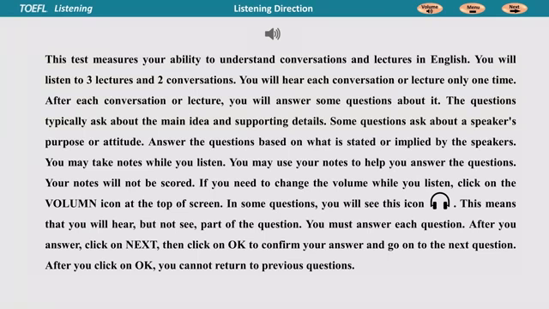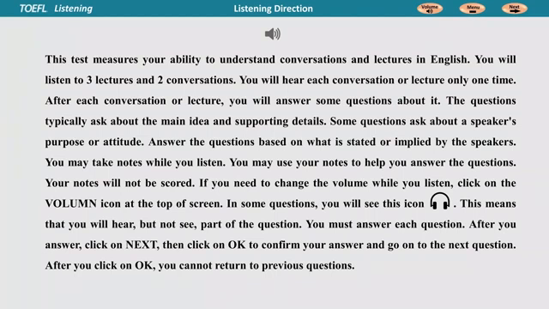The questions typically ask about the main idea and supporting details. Some questions ask about a speaker's purpose or attitude. Answer the questions based on what is stated or implied by the speakers. You may take notes while you listen. You may use your notes to help you answer the questions. Your notes will not be scored.